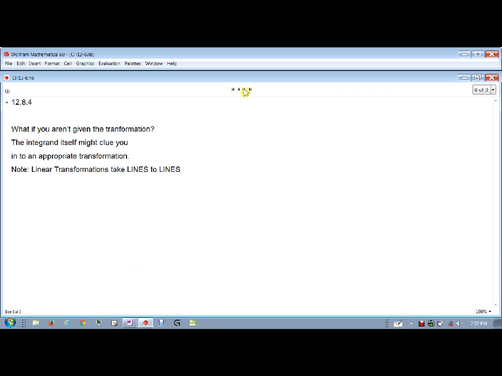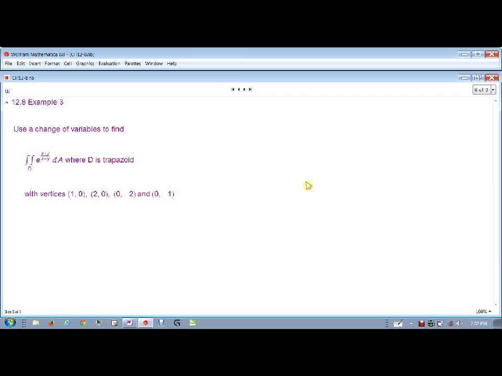So take a look at this one. Use the change of variable to find this double integral over D of e raised to the x plus y over x minus y dA, where D is this trapezoid.